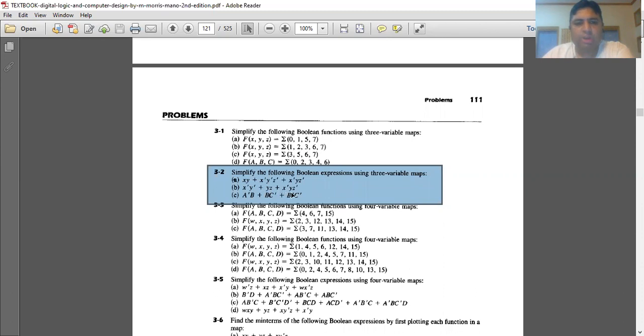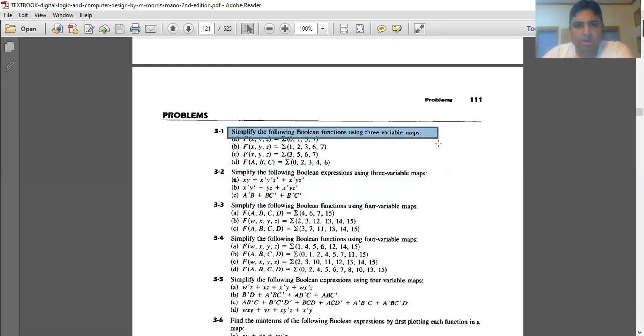Problem 3.2 is again a three variable K-map, but this question is in the form of example 3.4, where the question is given in the algebraic form, XYZ form or ABC form. You can read your statement here: simplify the following Boolean function using three variable K-map. In problem 3.1 the function is given in the sum of minterm form or sigma form, and in problem 3.2 you have to simplify the following Boolean expression using a three variable K-map. Here the function is given in the algebraic form, XYZ or ABC form. Again, this is a three variable map.